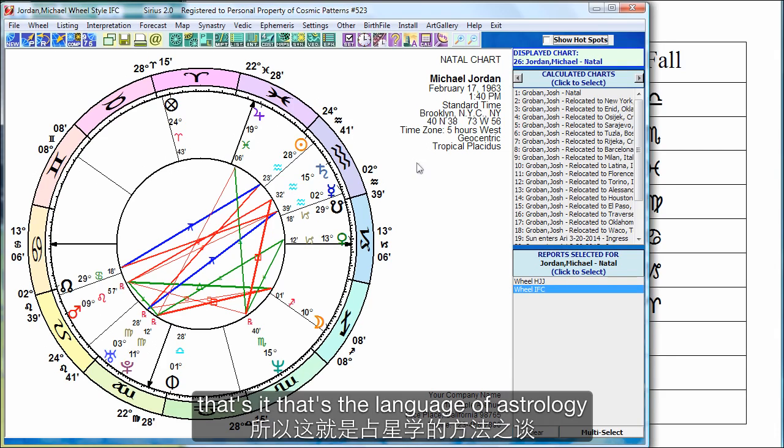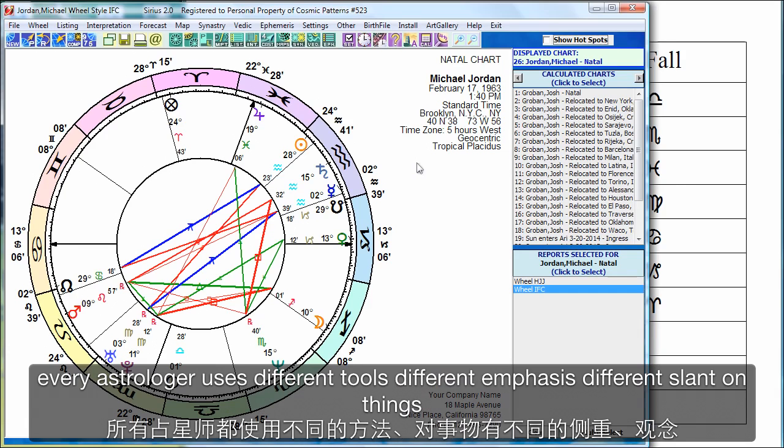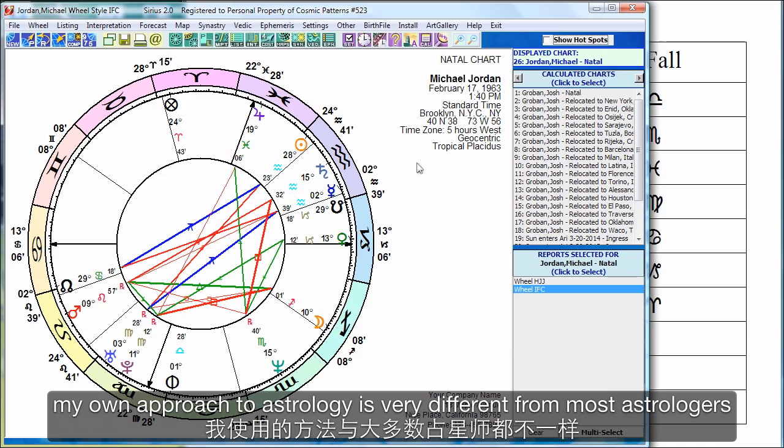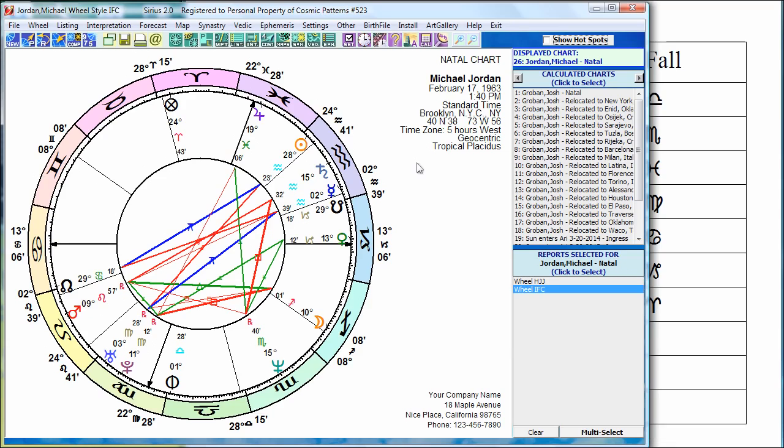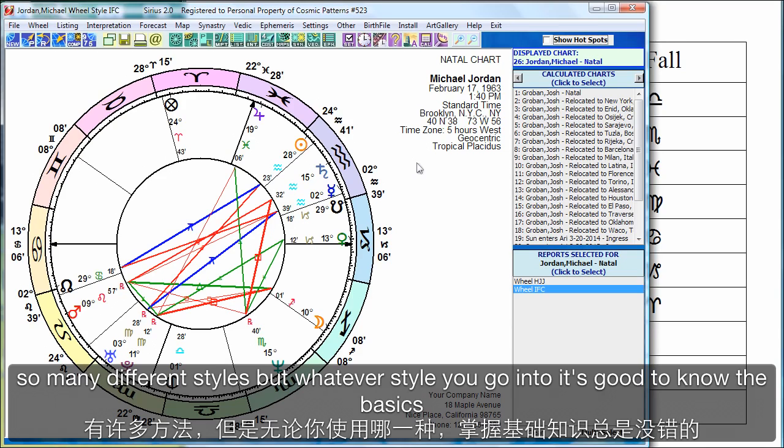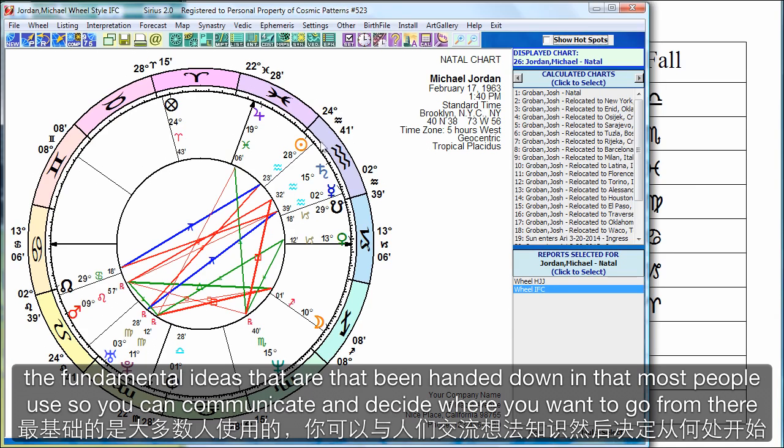That's it. That's the language of astrology. Every astrologer uses different tools, different emphasis, different slant on things. My own approach to astrology is very different from most astrologers. Many different styles. But whatever style you go into, it's good to know the basics, the fundamental ideas that have been handed down and that most people use, so you can communicate and decide where you want to go from there.